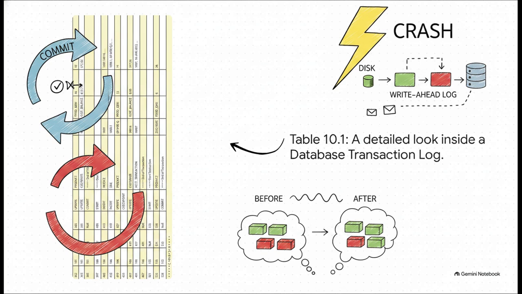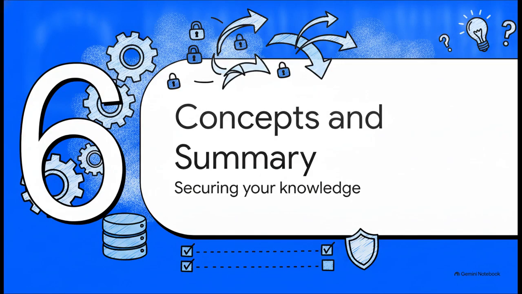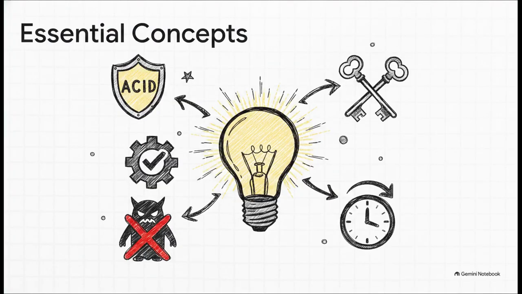So in short, to recap, ANSI levels dictate how strict our locks are, and the transaction log ensures we can always recover from a crash. Finally, Section 6, Essential Concepts and Summary, Securing Your Knowledge. We have covered a lot of really deep theory today, so let's summarize and secure this knowledge for exam day. Here is what you absolutely must remember.